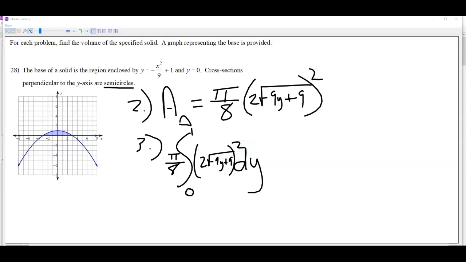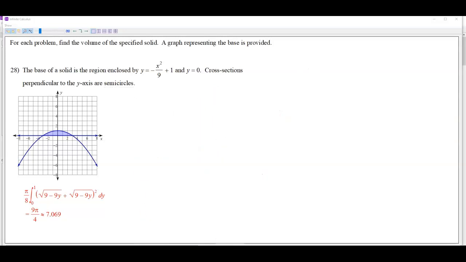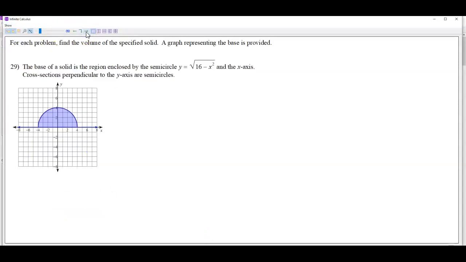And there you go. So there's your setup, and there's our answer. 7.069. So a lot of this is being done in the calculator, so make sure that when you guys are doing this that you are at least showing me your setup on your paper, but beyond that, calculator is good enough. All right, let's go ahead and move on to another question now.